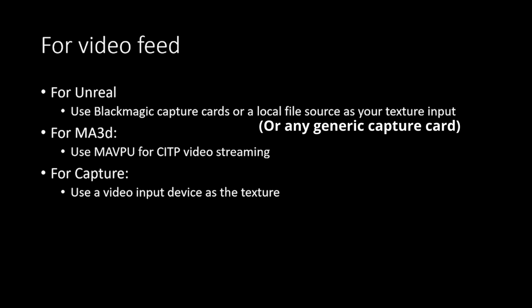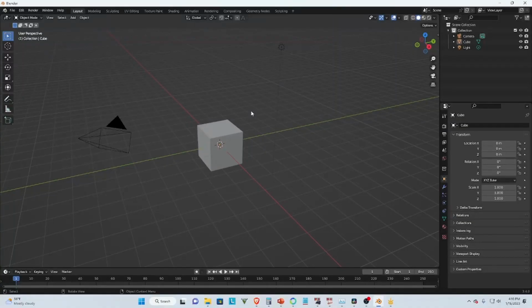If you're going for capture, you can use any generic video input device as your texture. It can connect to a USB input device, so that's a pretty easy way of getting that in. So let's get started building our video wall mesh. We're going to go into Blender.